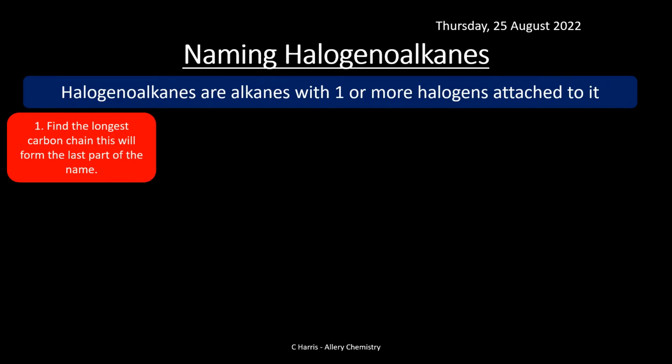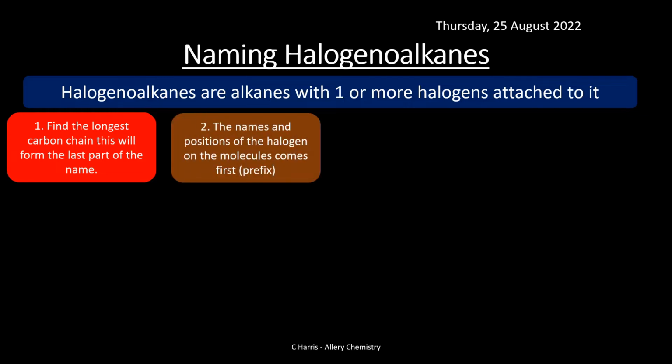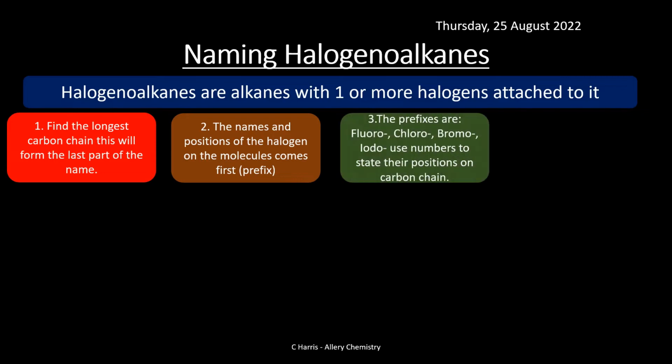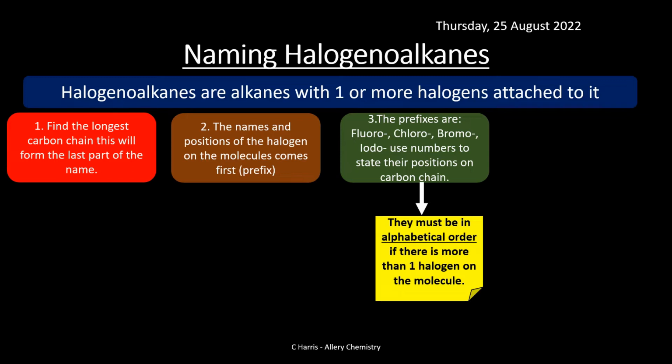The first thing, like you would do in any form of nomenclature, is you need to find the longest carbon chain, and this will form the last part of the name, as you're going to see in a moment. Then the names and positions of the halogens in the molecule come first. That's classed as a prefix, so it's anything that comes before. The prefixes in this case, because we're looking at halogenoalkanes, also known as haloalkanes, are fluoro, chloro, bromo, iodo, and we use the numbers on the carbon chain to say where they are. And they must be in alphabetical order.